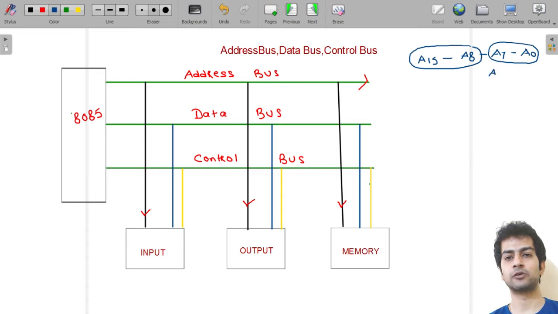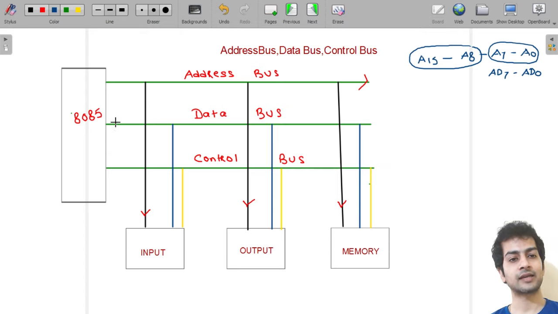That's why we also denote it as AD7 to AD0. So what happens is that at one instant, this lower order address line acts as an address line, and what it does is that it takes addresses from the microprocessor and gives them to input devices, output devices, and memory. That is, it is acting like an address line.